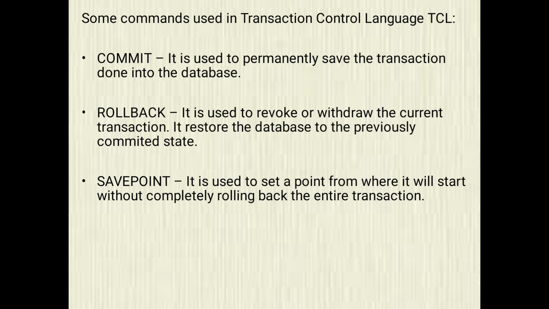Now, save point. It is used to set a point from where it will start without completely rolling back the entire transaction. Now, suppose in your ATM machine you had a back button, right? In that case, maybe you might have entered the wrong amount and you want to undo it. If you had a back button, you can roll back to that previous position, right? So that is how a save point works.